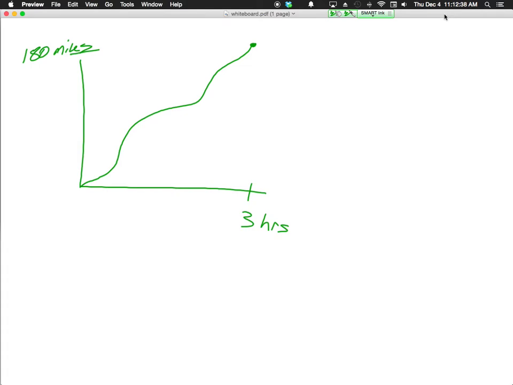All right. So this is the position function for a car that is being driven. How long was it driven? 3 hours. How far did it go? 180 miles. All right. So, what is the average rate of change of this car? 60. How did you get that?